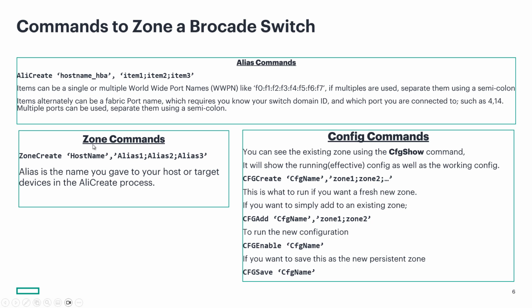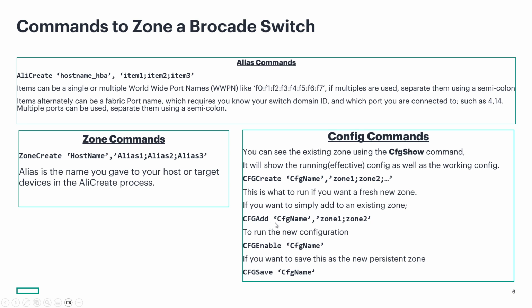And then once you've got the zone created, you need to add the zone to the currently running configuration. If you don't know what the currently running configuration is, you can do cfg show, and it will show you a list of the running configuration and the memory configuration. And once you've got the config name, if there's no config, you can create one. Say config create, config name, and you add all the zones you want to add and hit enter. Now remember, you're just doing it in memory. You haven't actually made it happen on the switch yet. Or you could simply add the zones to the running config, but again, you're doing it in memory only.